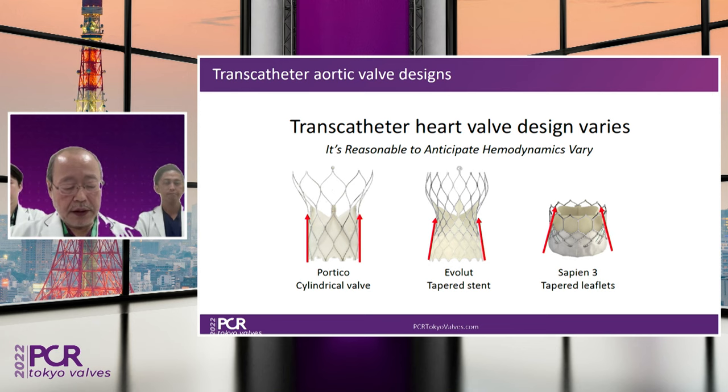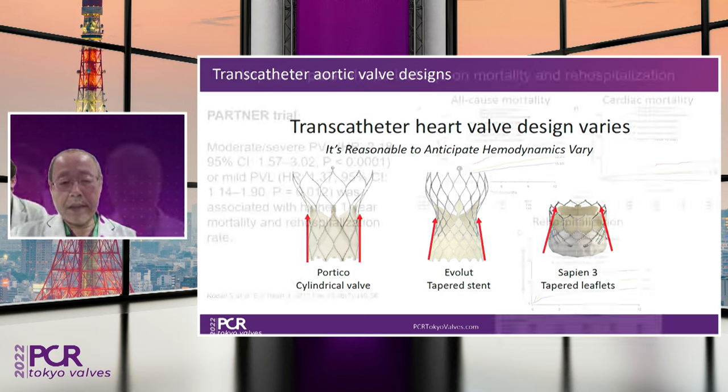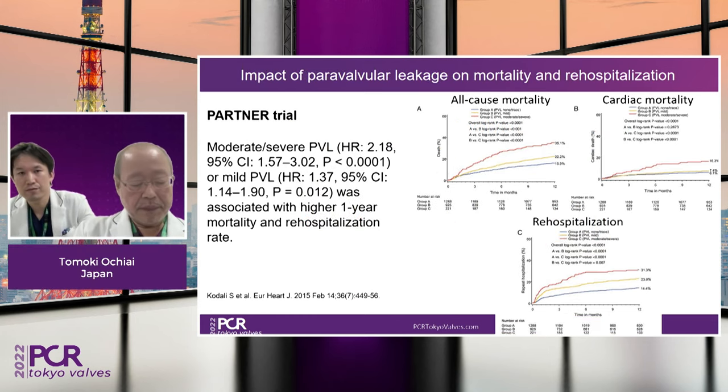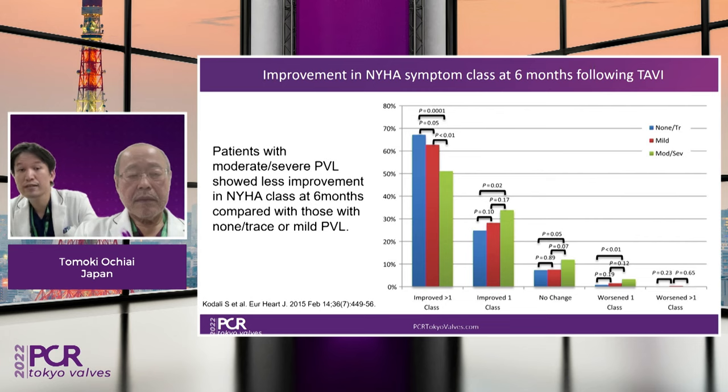Okay, so the next topic is how we can mitigate paravalvular leakage. So, Tomoki, could you explain the importance of mitigating the risk of paravalvular leakage? Previous studies have shown that moderate or severe paravalvular leakage was associated with higher mortality. And this data from the PARTNER trial also shows that even mild paravalvular leakage was associated with higher one-year mortality and higher rehospitalization rate. In terms of functional status, patients with moderate or severe paravalvular leakage showed less improvement in NYHA class at 6 months follow-up compared with those with none, trace, or mild paravalvular leakage. So I think it's very important for physicians to minimize paravalvular leakage in terms of device selection, and we need a careful assessment of pre-procedural imaging as well.